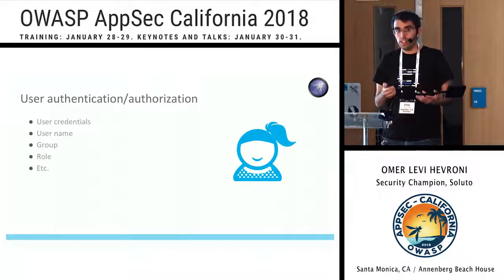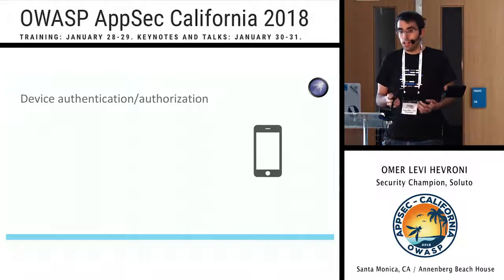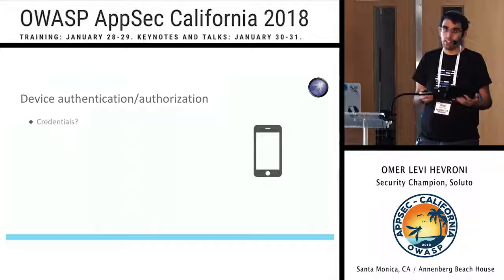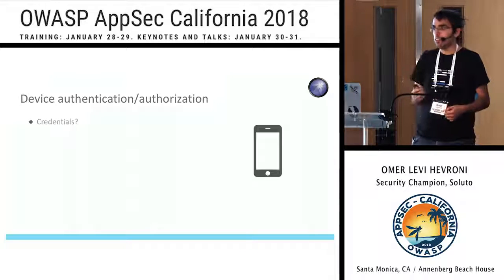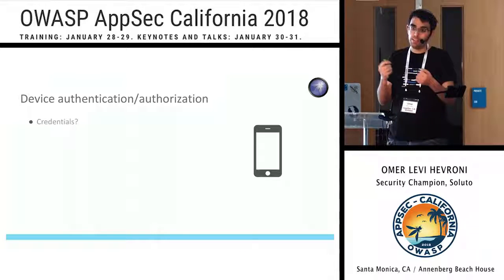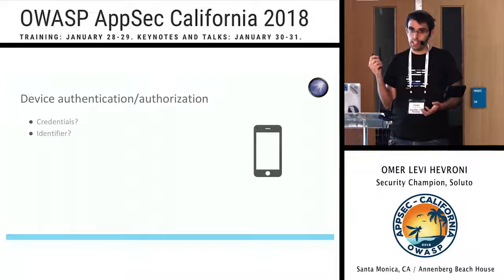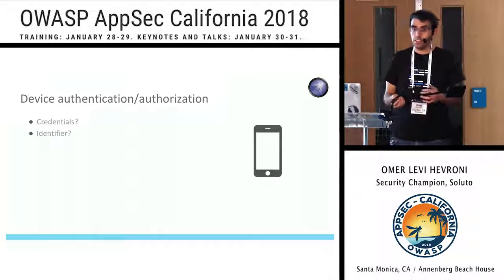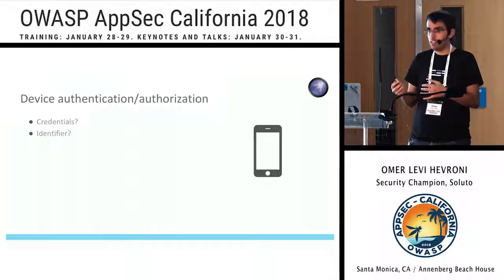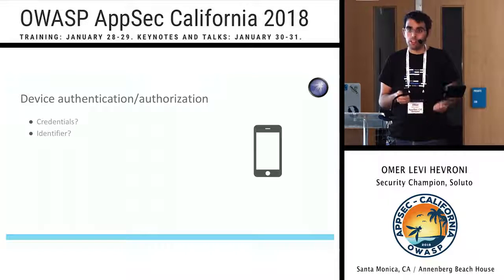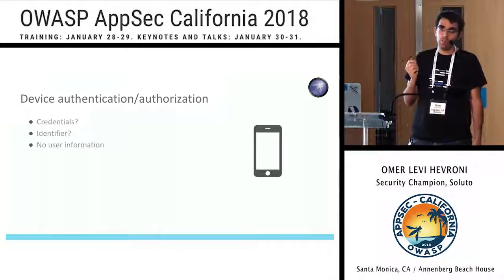If I'm going to authenticate without any user interaction, I will only be able to authenticate the device. I need to find some credentials that I can use, so I can know that the request comes from the device, a specific installation of our application on this device. And then the only thing I can have for authorization is this identifier. I can say that this device is allowed to access this data because it's data that came from this device, or something like that. Now, something that's important to notice here is that there is no user information.